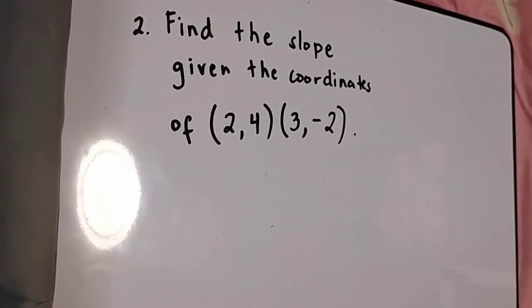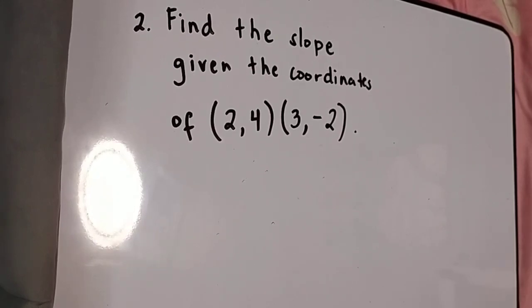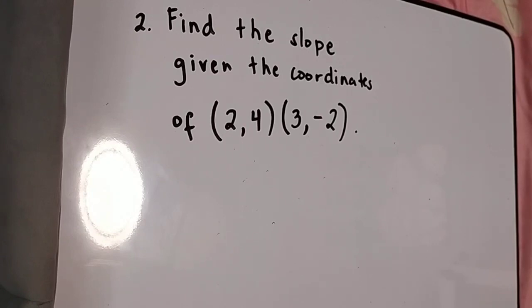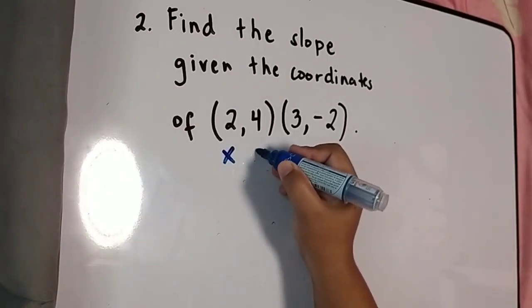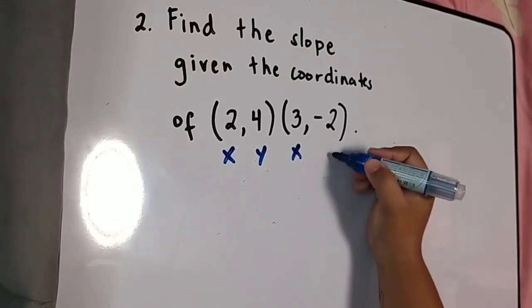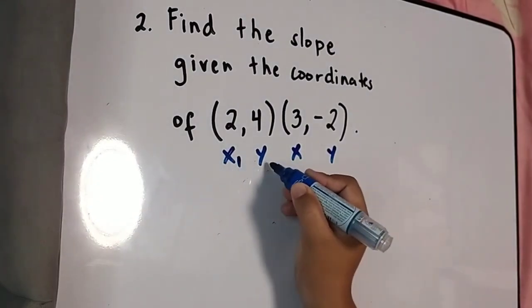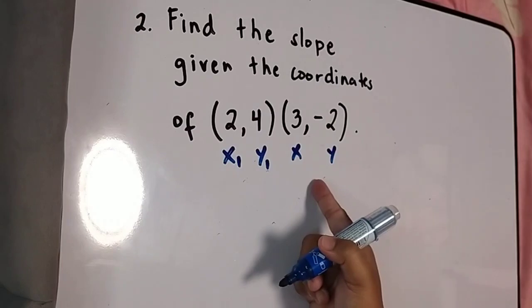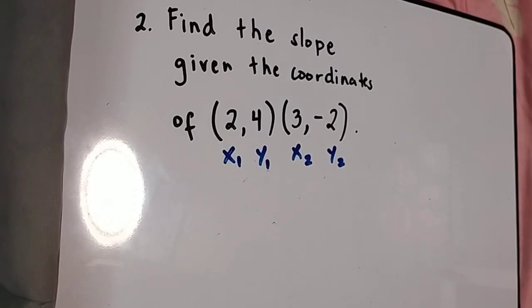Next given. So, find the slope given the coordinates of 2, 4, 3, negative 2. Again, first thing to do is to identify your x sub 1, y sub 1, x sub 2, y sub 2. So, first coordinate, si 2 yung x, si 4 yung y. Second coordinate, si 3 yung x, si negative 2 yung y. Then, since, again, this is the first coordinates, so nandito si x sub 1 at si y sub 1. Second coordinate, so these are x sub 2 and y sub 2. Okay, then apply the formula for the slope.